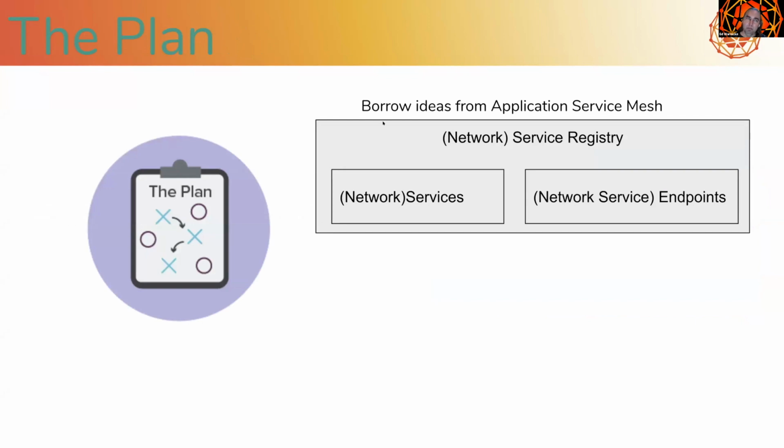So network service mesh was born from a very basic plan: borrow the ideas from application service meshes, things like Istio, Linkerd, et cetera, and apply them to the L2, L3 payloads that we were familiar with from broader networking. You start with the most basic notion, which is that any service mesh has a service registry, in our case a network service registry, where you keep a list of your services, the endpoints that provide those services, and various metadata associated with those.